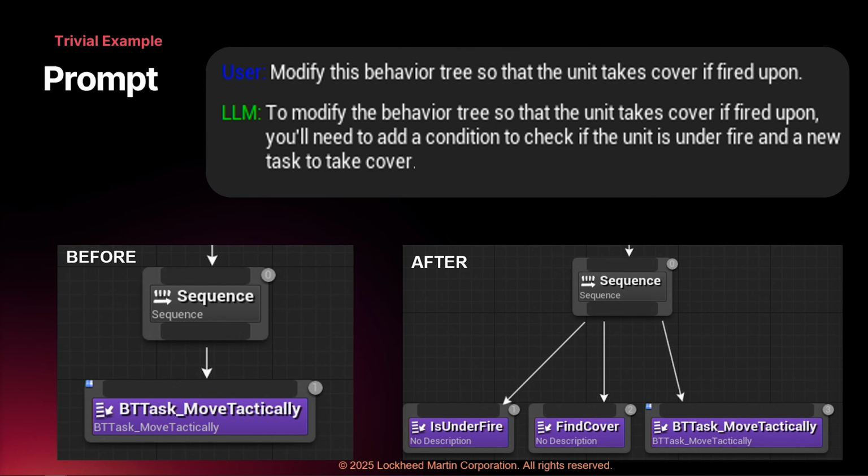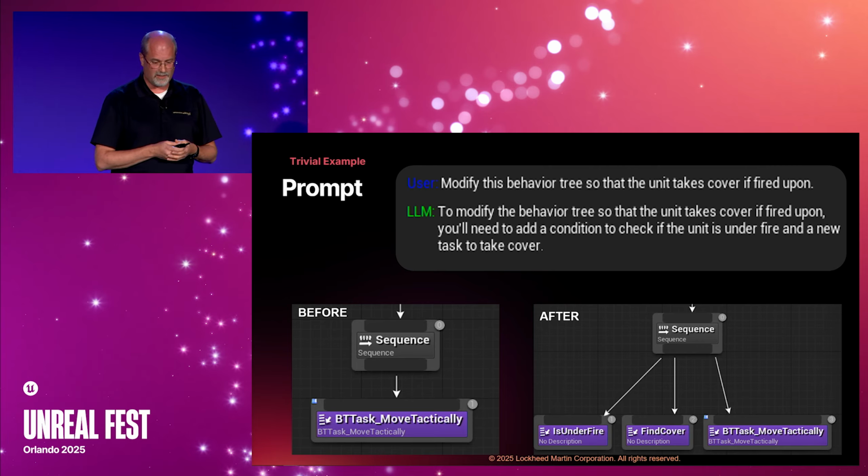All right, another example is my last example here. Let's say that we have a tree and we've got this small portion here that has this move tactically, and we want to modify the tree so that the unit takes cover if fired upon. So the first condition is under fire, is triggered, followed by the find cover. But in this case, you can see there's no description.